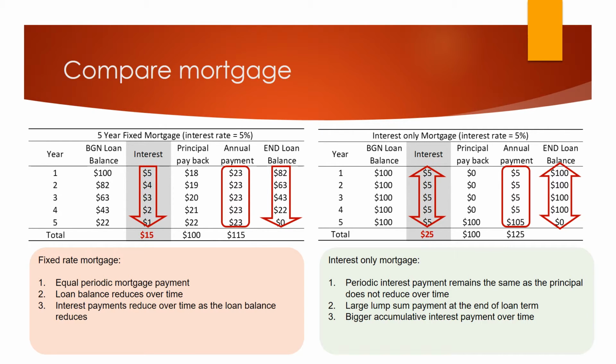As the numbers show, the cumulative interest expense for this fixed-rate mortgage is $15 over 5 years, while the total interest expense for the interest-only loan is $25. So, even with the same interest rate, the interest-only loan is more expensive. In reality, the interest rate on an interest-only mortgage is usually higher than a fixed-rate mortgage because the lender bears more risk on an interest-only loan.